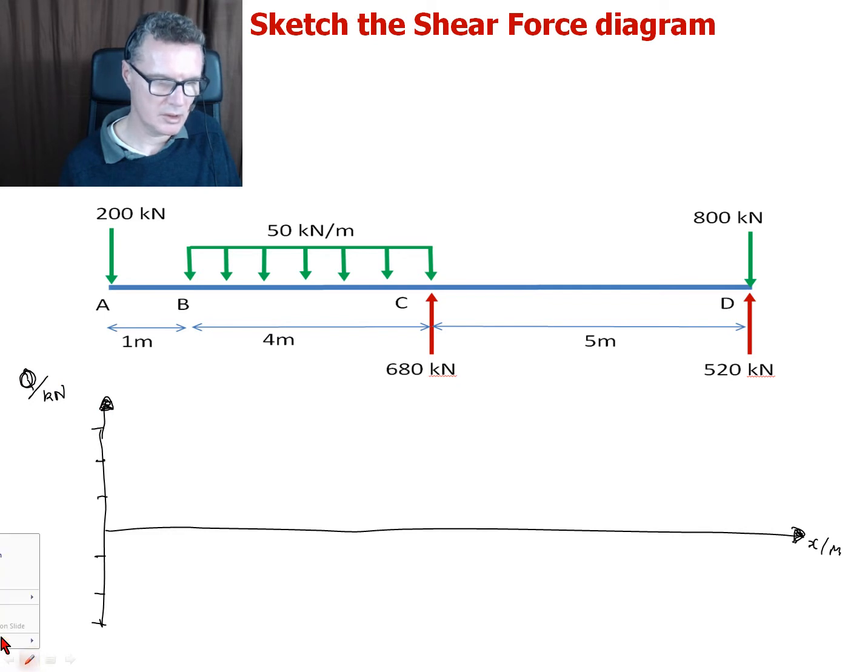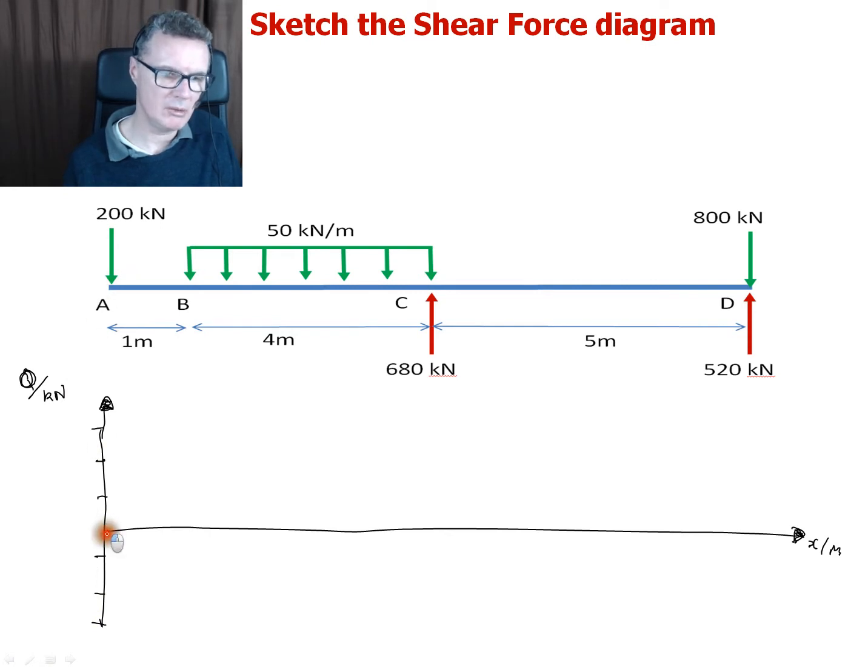So I'll use a different color for my line. The first one is 200 coming downwards. So 200 comes down, moves along. Let's try and line it up from above. Moves along there, and this drops 50 every meter.